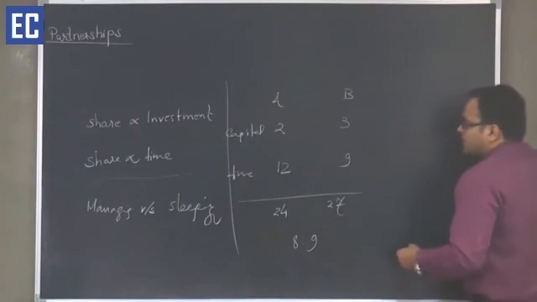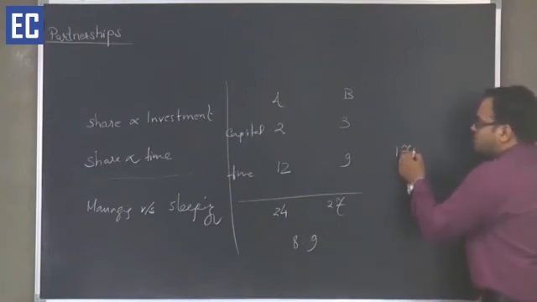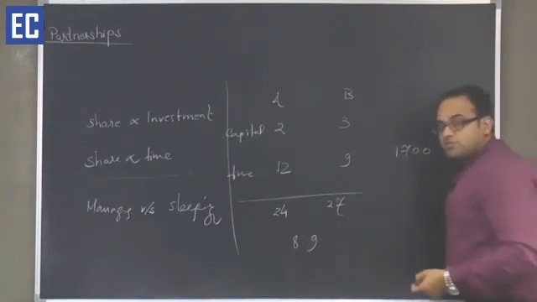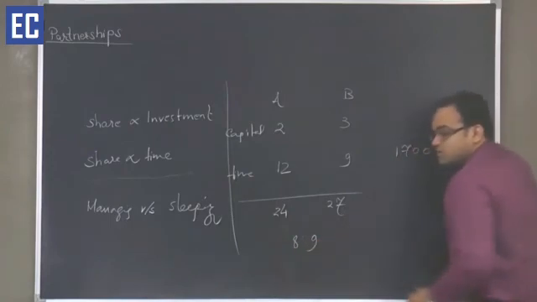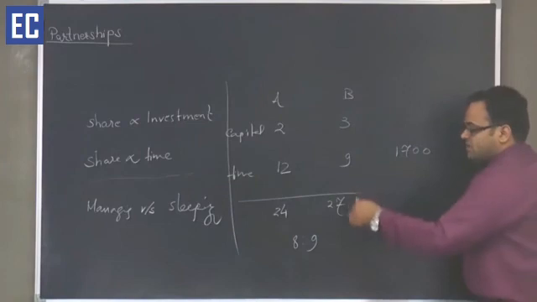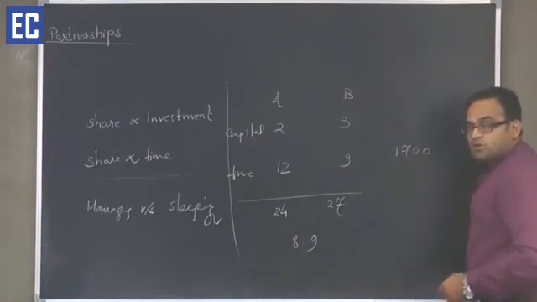So now let us say the total profit is rupees 1700, the net profit is rupees 1700, this 1700 will be divided in the ratio 8:9. So 8 plus 9 is 17, 8 upon 17 will go to A, 9 upon 17 will go to B.